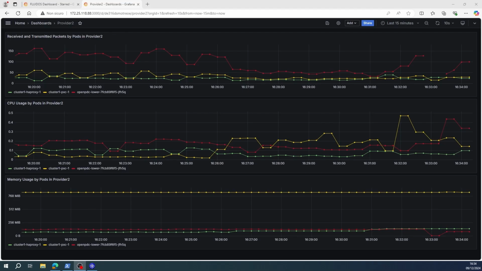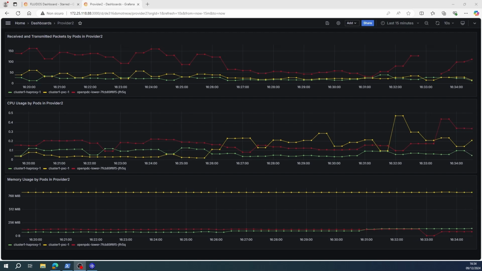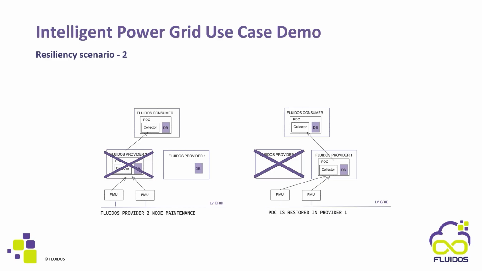When the consumer node comes back online, the system restores itself automatically. This first scenario demonstrated FLUIDOS' ability to improve resilience. In the second scenario, FLUIDOS dynamically reallocates workloads to ensure uninterrupted service during server maintenance or faults.